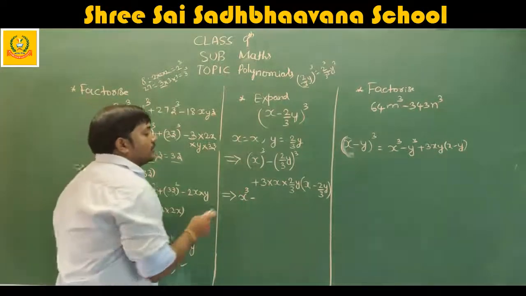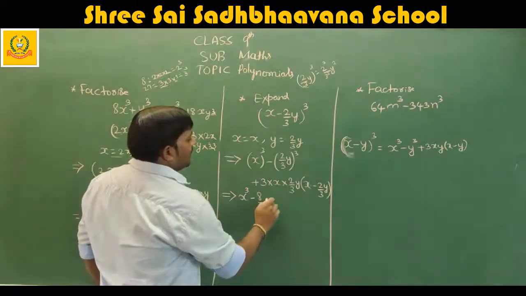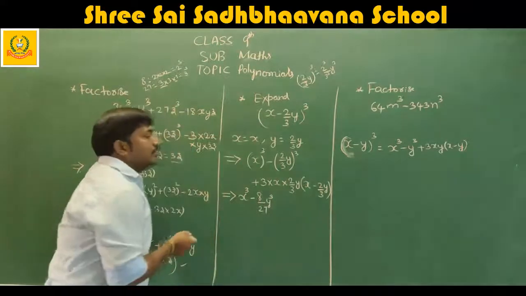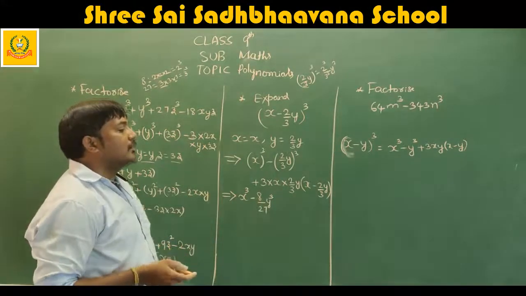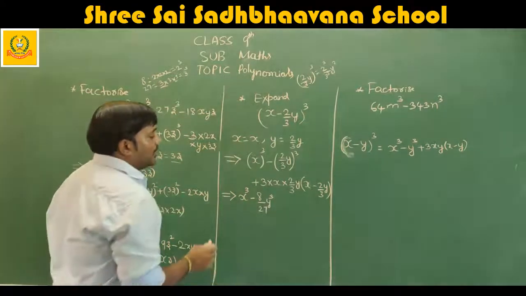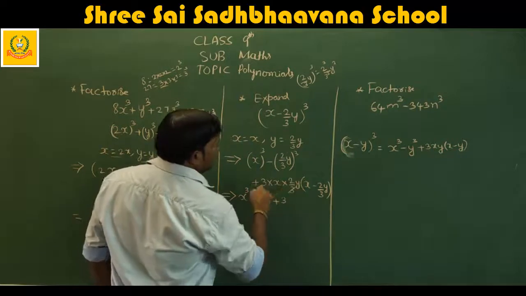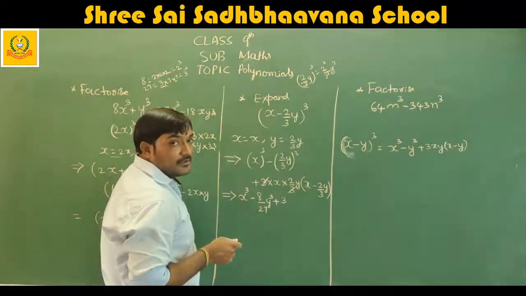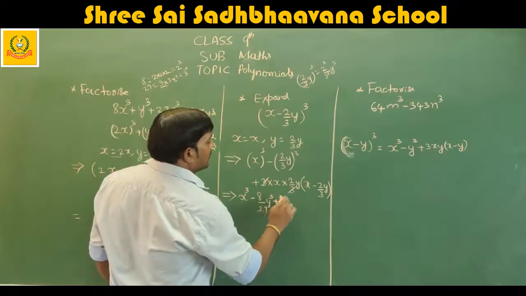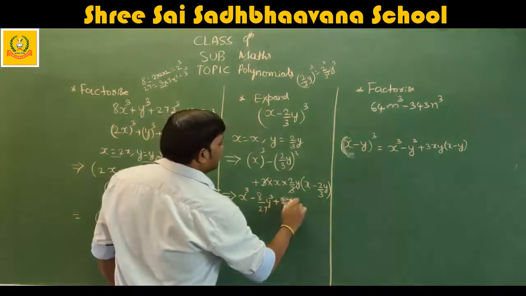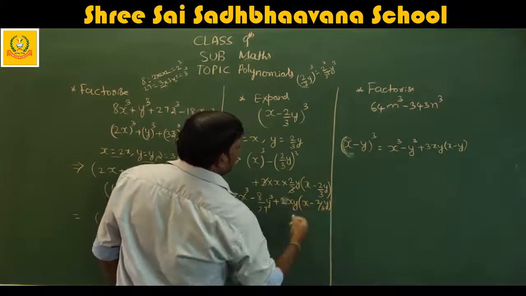So when you cube, what happens? 2 cube is 8, 3 cube is 27 and y cube. Got it? 2 cube is 8, 3 cube is 27 and y cube is plus 3x into, see, 3 into 3, 1 by 3. 3 and 3 can be cancelled. So in this case, your 3 will get cancelled. So now what is left out? 2xy into x minus 2 by 3y.